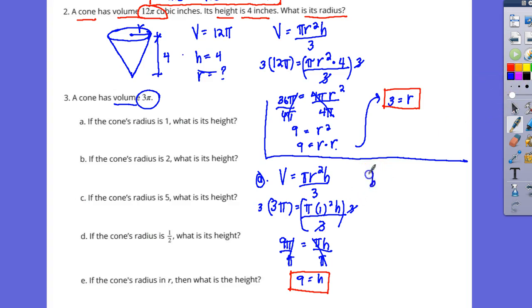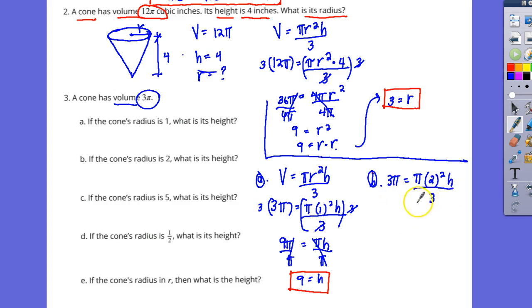So now the radius is 2. So again, the volume is 3 pi. So I have the formula here. So volume is 3 pi, and then pi times 2. Radius is 2. 2 squared times height divided by 3. We will do the same thing as what we did here. We multiply both sides by 3.